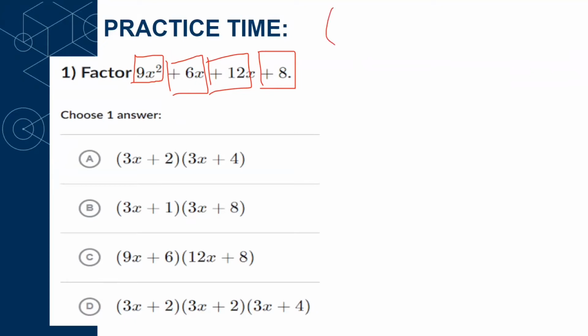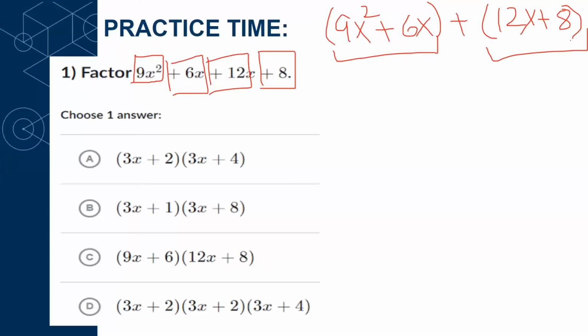So the first step of grouping is to group. I'm going to group my first 2 terms as my first group, and then I'm going to group the second 2 terms in my second group. So my first 2 terms go in there, and that's my second 2 terms. So that's my first group using the first 2 terms, and that's my second group using the second 2 terms. Once you're done doing that, you are supposed to factor out the GCF from each of the groupings that you have in there.